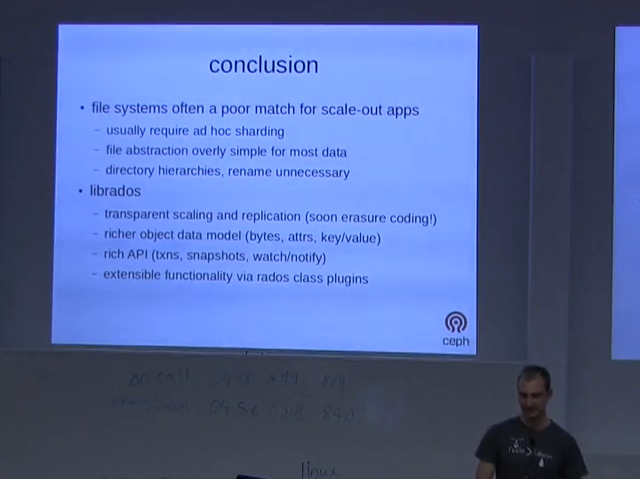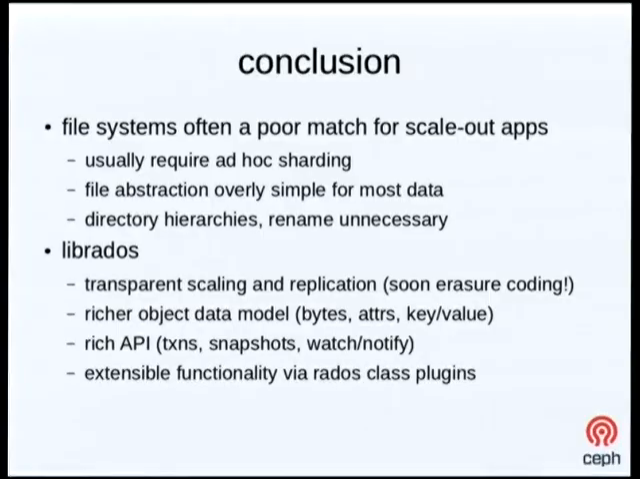On the flip side, something like Librados gives you transparent scaling and replication. Very soon we'll have erasure coding, which is also very exciting. You have a richer object data model, so you can store bytes and objects, and attributes on this key-value data. It's a rich API with transactions, snapshots, watch, notify. And most interestingly, I think you can extend that functionality using this class mechanism that lets you push your own code into the storage layer. So you can push as much of the computation in your distributed system to the actual storage nodes close to the data, and use that as a fundamental building block for your system.